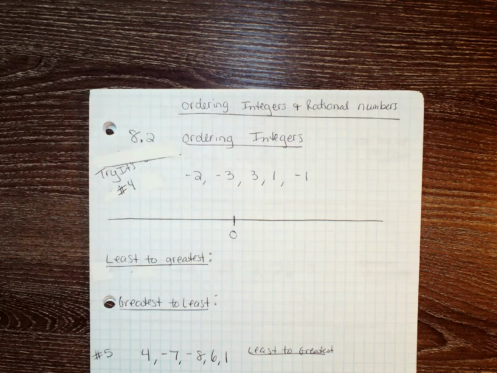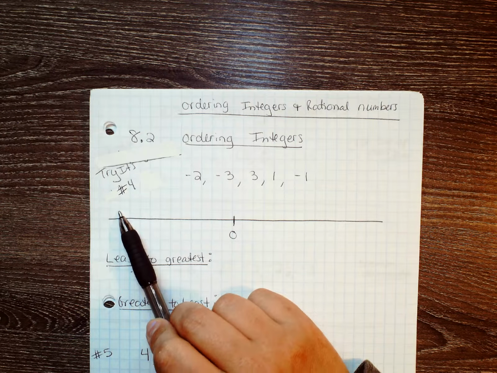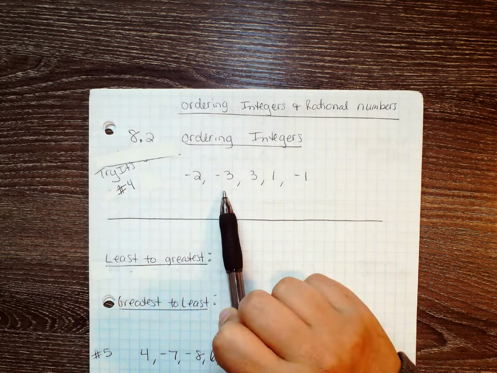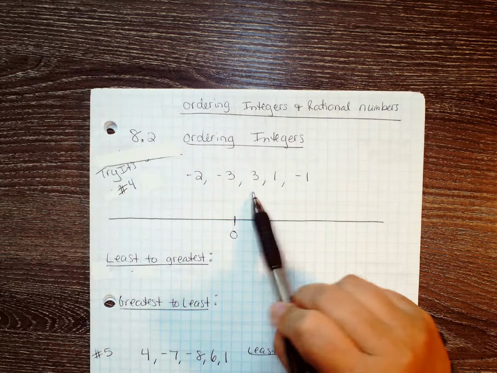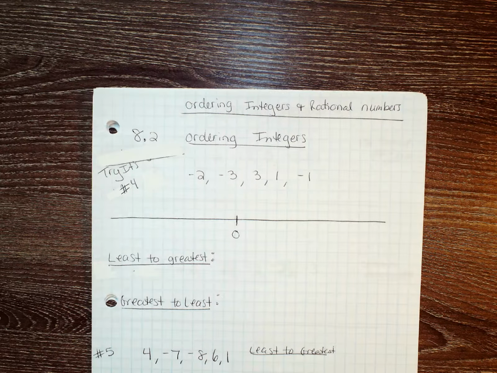All right, so for 8.2, I'm working with try it number 4. We're going to order the integers, and we have -2, -3, 3, 1, and -1. They're going to just ask us to order them. And usually they've been saying least to greatest, but be very careful because they can trick you and say greatest to least. So just be careful on what the directions are asking.